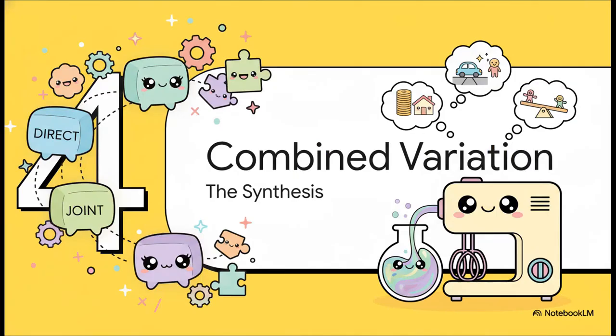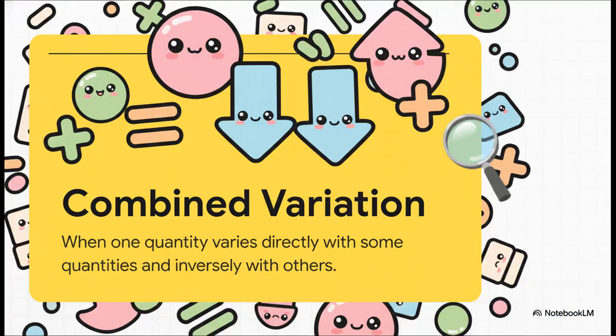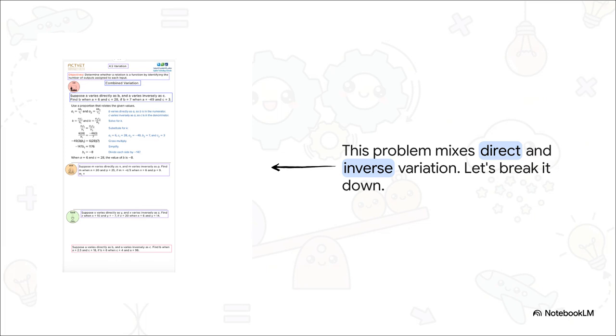Okay, so we've learned the building blocks, right? Direct, joint, and inverse. Now, let's see what happens when we mix and match them to describe even more complex, real-world scenarios. This is combined variation, and it's not really a new rule so much as a mashup of the rules we already know. A variable might be directly related to one thing, but inversely related to another, all at the exact same time. Let's break this sentence down piece by piece.